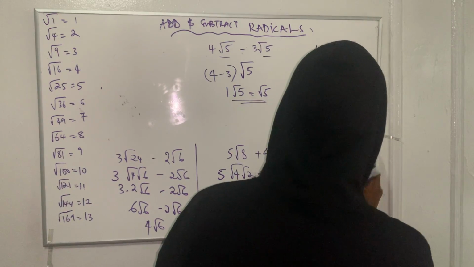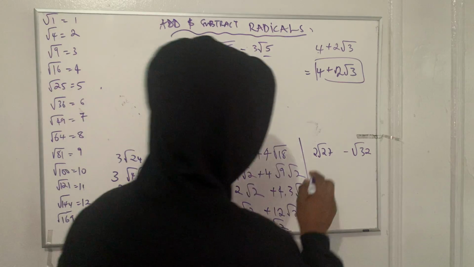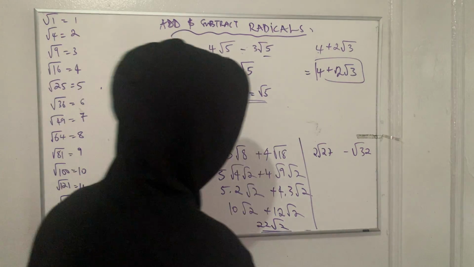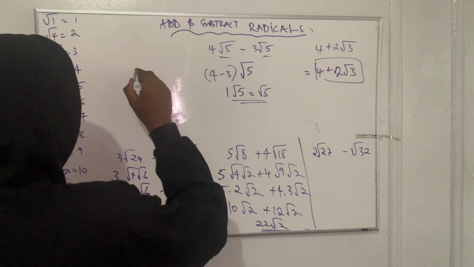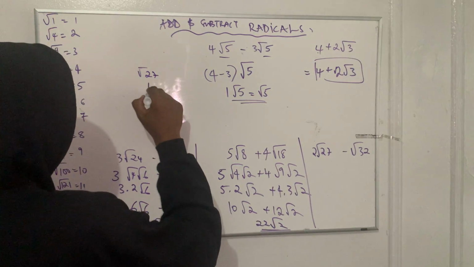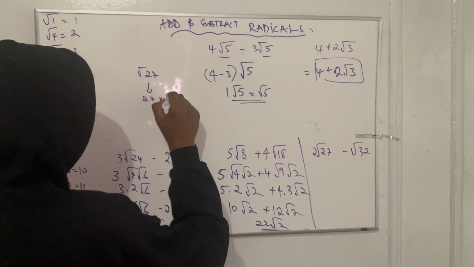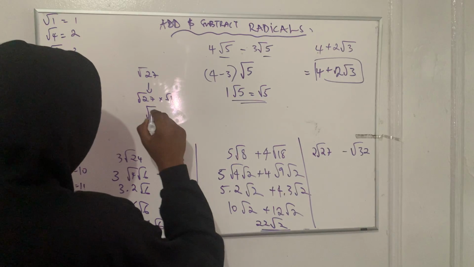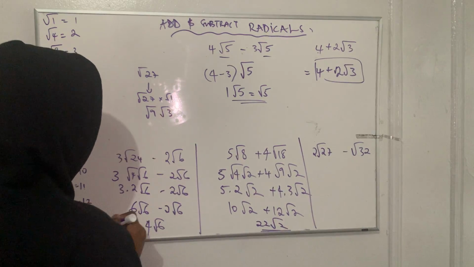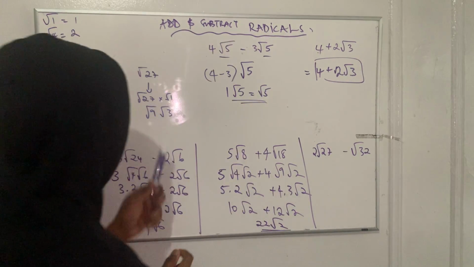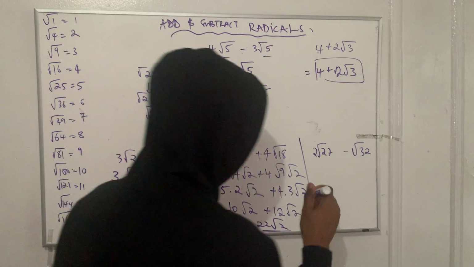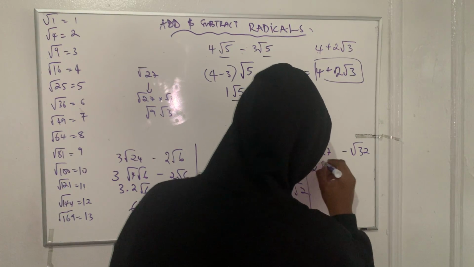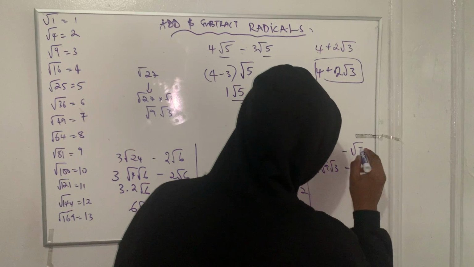So root 27 and root 32. Let's break it down. Which number do you think can simplify 27? We have 27 and 1. We have 9 and 3. I think that's both of them we have. So we pick 9 and 3 because it has a perfect square. So you write 2 times root 9 root 3 minus root 32.